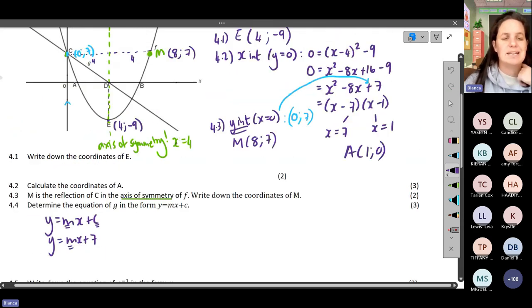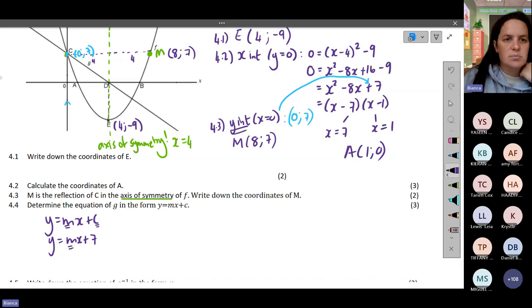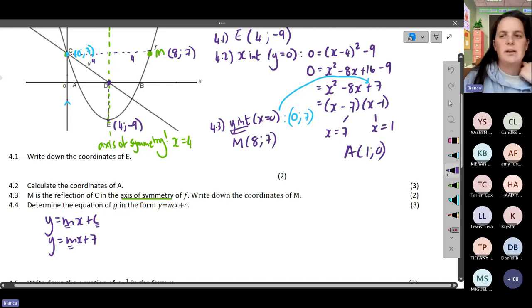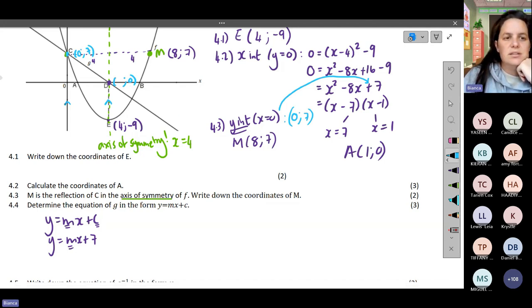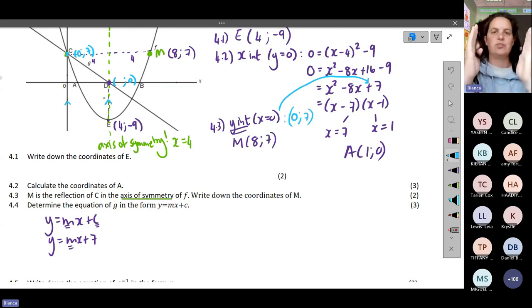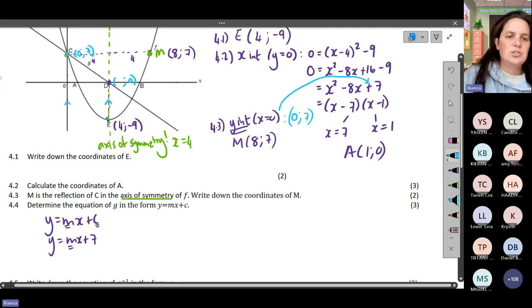In order to work out the gradient, I need another point on the line, because I can't sub in the y-intercept. So another point on this line is this point over here, D. Do I know what D's coordinates are? Well, I know that the y value is 0 because it's on the x-axis. But what is the x value over there? Because they tell you that this is parallel, they are telling you that those lines are dead straight. So it's not like the line is skew. Because the line is dead straight, that x value is the same all the way up that line. That x value is also going to be 4.